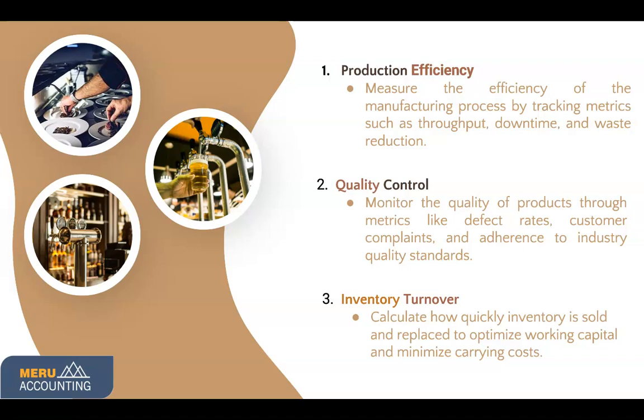Second, quality control. To monitor the product quality by tracking the metrics such as the defect rates, customer complaints, and adherence to industry standards, analyzing these metrics to ensure the products meet quality expectations and helps to identify areas for improvement in the manufacturing process.